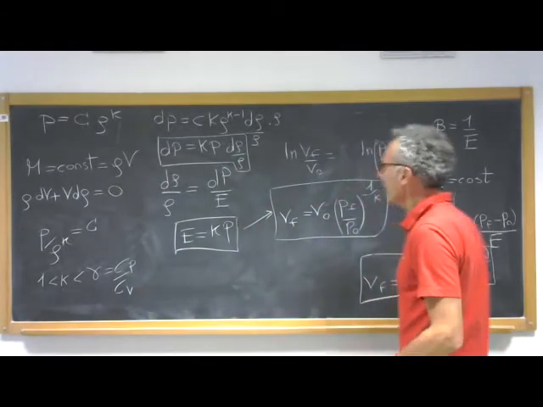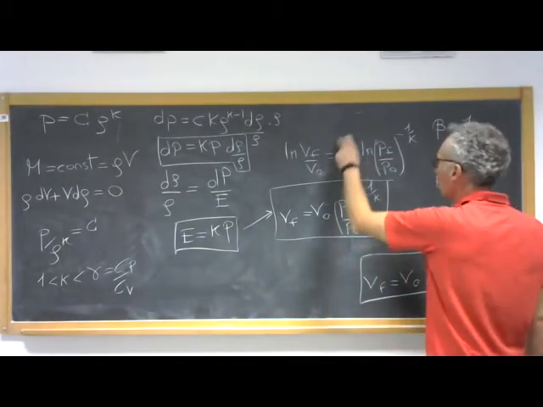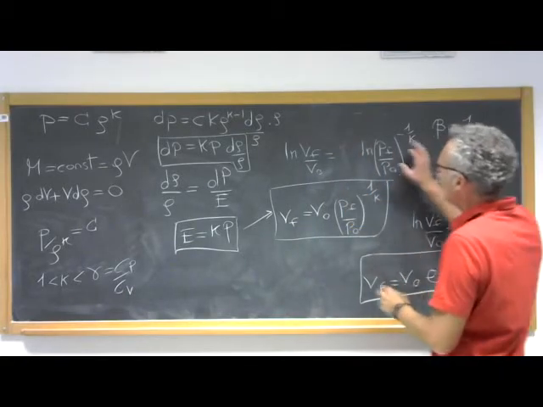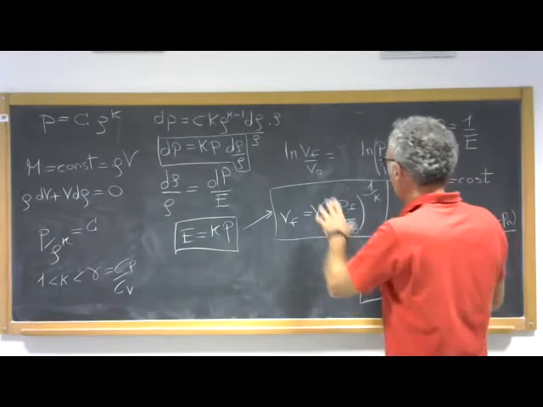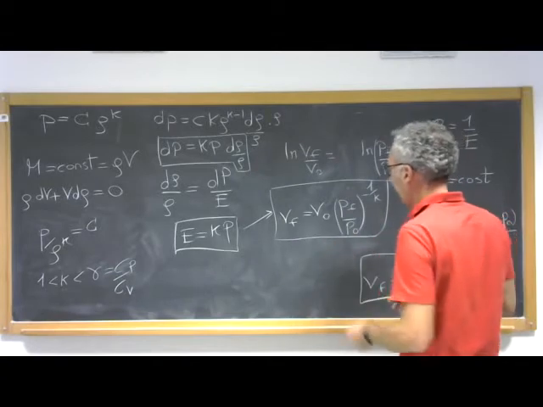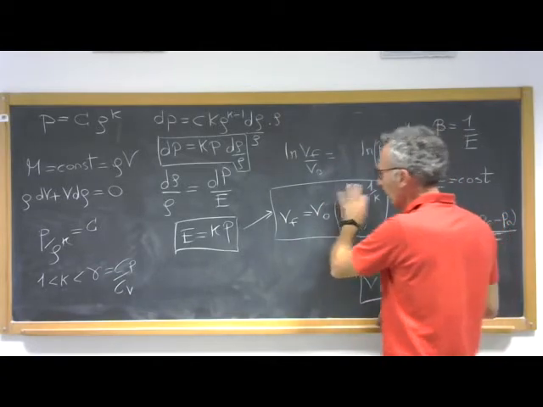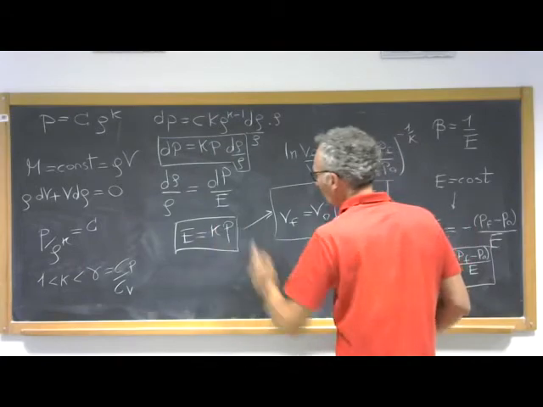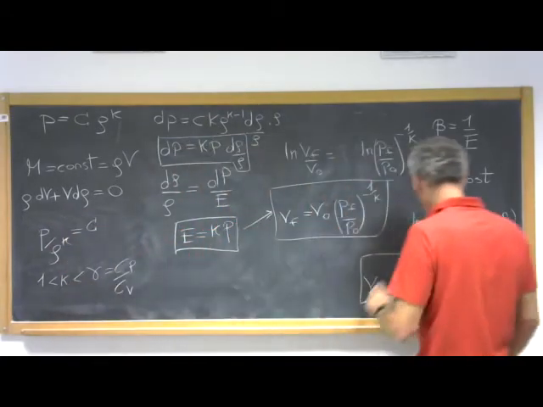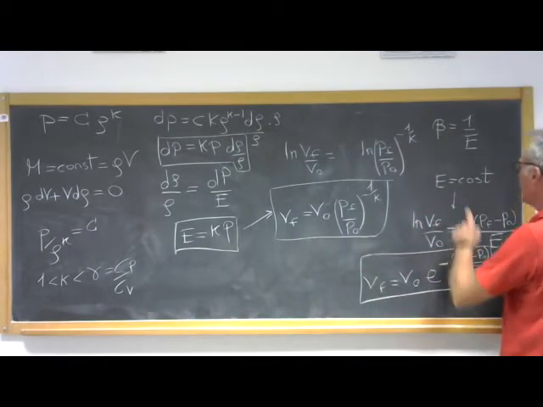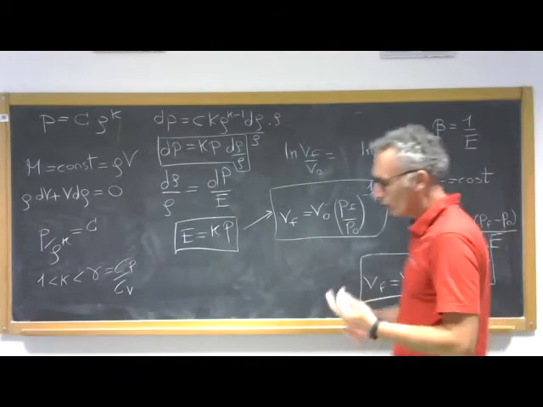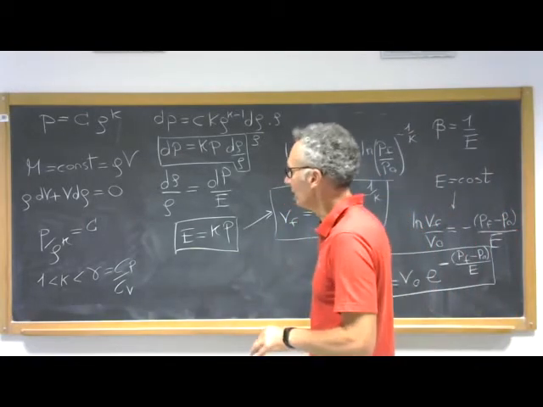Okay, so I was absorbing this pre-multiplicative factor into the exponent, and then I have that the final volume I can write in this way. So this is how the volume changes when we have a gas undergoing this polytropic expansion, and this is the way the volume changes when we have a fluid with constant bulk modulus, which is mostly a liquid.